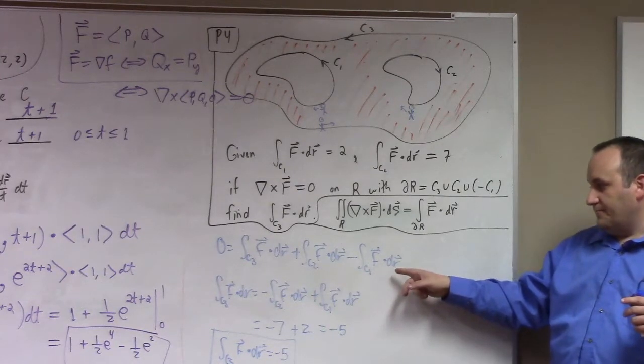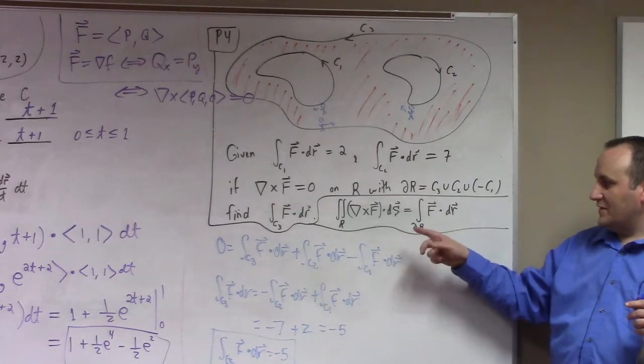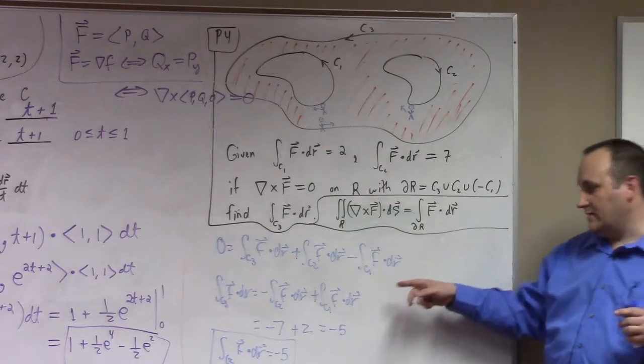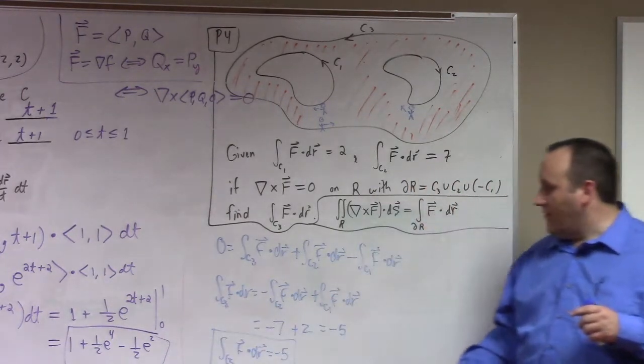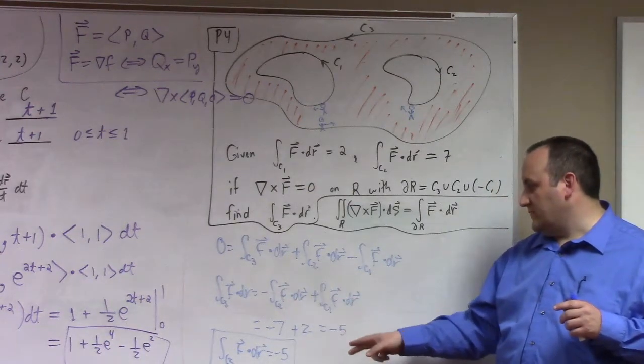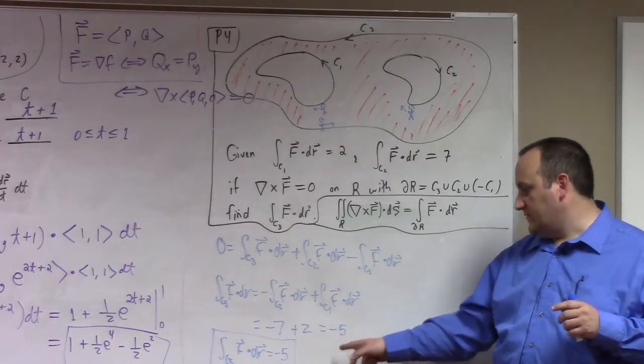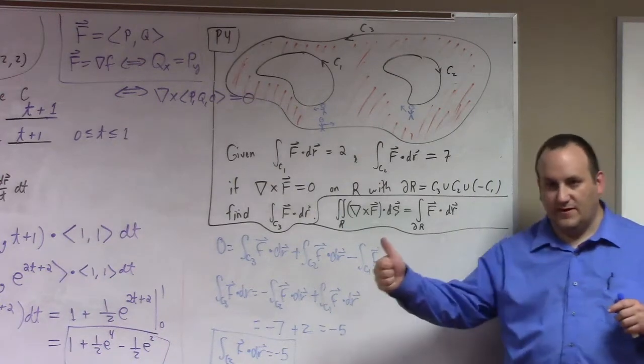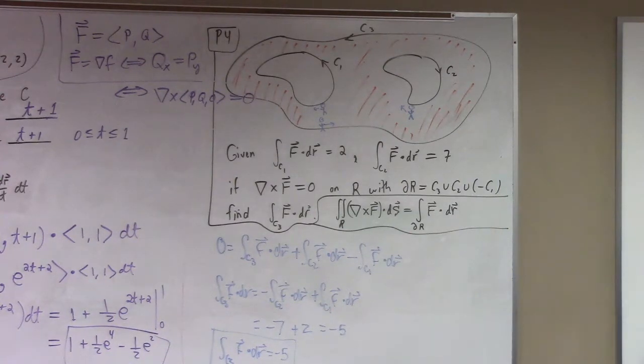Then the thing I asked to find was the integral around C3, so they solved for that, like so. And that gave us minus the integral of C2 plus the integral of C1, which was minus 7 plus 2, which gave us minus 5. Yay! Does that seem like a hard problem?